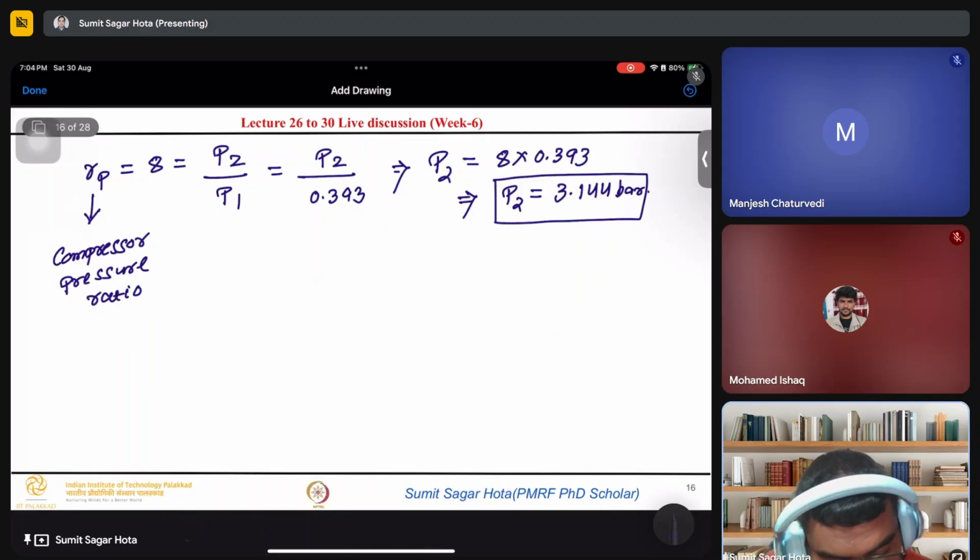So we have now P2. Okay, so next we have to find out T2. All the pressure, temperature, everything we need to find out. Okay, T1, T2, T3, T4, everything. Then only we can calculate the specific fuel consumption and thrust power.